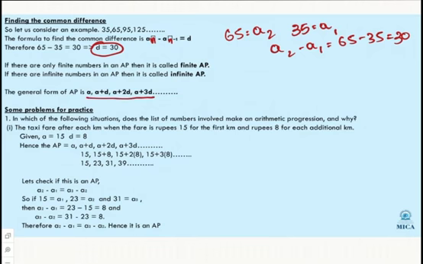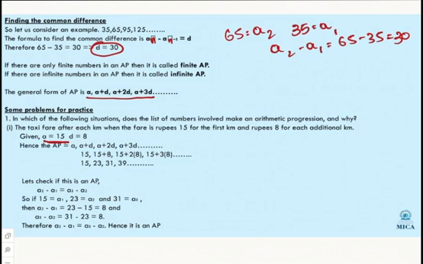Some problems for practice. In which of the following situations does the list of numbers involved make an arithmetic progression and why? The taxi fare after each kilometer when the fare is rupees 15 for the first kilometer and rupees 8 for each additional kilometer. So here they have given that A is equal to 15. So the starting fare is 15 and it keeps on increasing by rupees 8 for each kilometer.